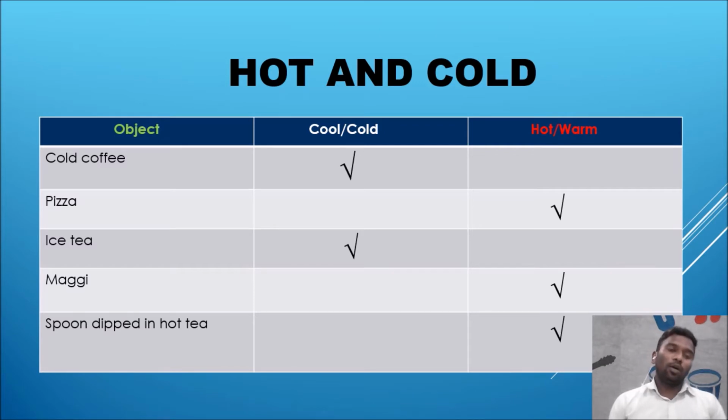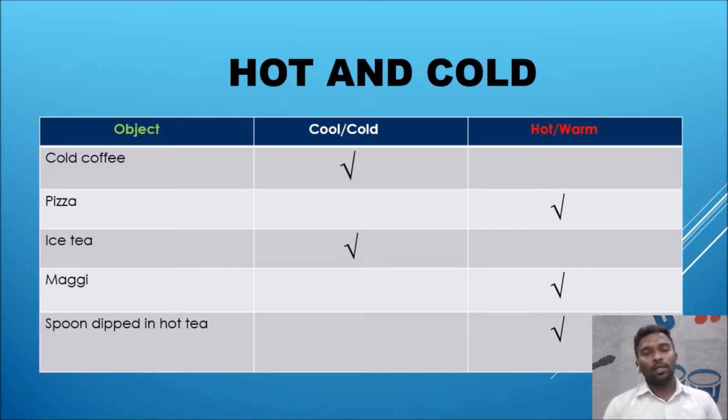Next comes another object, iced tea. What is the nature of the iced tea? In the name itself, it has given its nature, that is ice. It's nothing but a cold object. Next one is Maggi. Maggi is very tasty actually. While you are eating Maggi, as well as being tasty, you can feel some heat. You feel that it is a hot object.